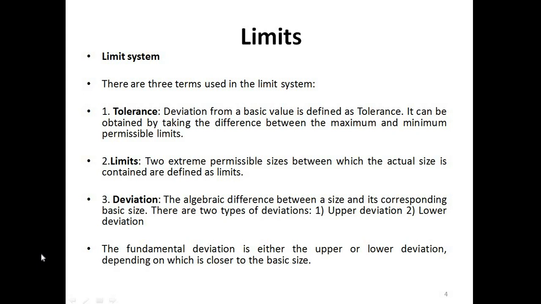It can be obtained by taking the difference between the maximum and minimum permissible limit. Again, consider diameter 20 having limits, that is tolerances, plus 0.2 to plus 0.4. The maximum limit is 0.4, that is 20.4. The minimum limit is 0.2, that is 20.2. And the difference between this maximum and minimum permissible limit is nothing but the tolerance.